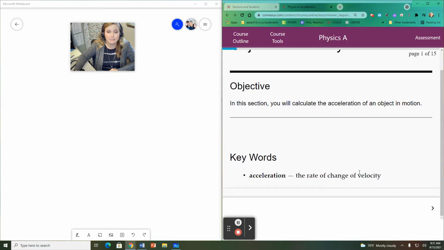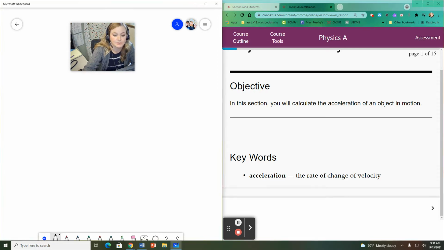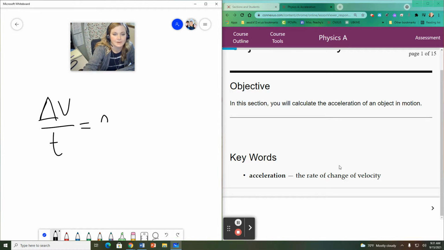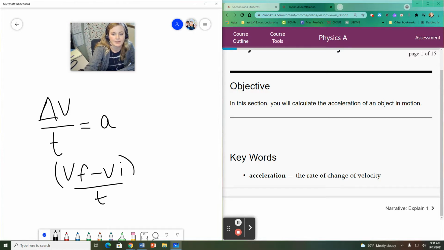So acceleration is the rate of change of velocity. So when we look at how velocity changes over time, which we can denote as delta V over time, this is our acceleration. So that's kind of the formula that we use. You can actually view this in more detail by looking at the final velocity minus the initial velocity over time, which is equal to acceleration. So that's another way of looking at acceleration.